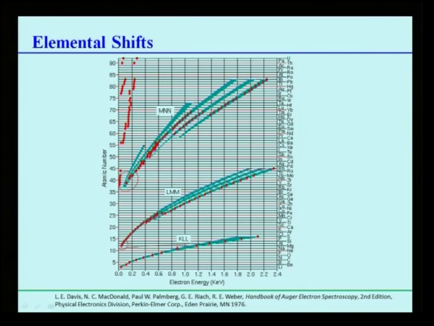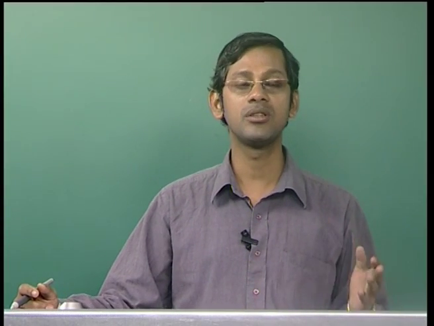Similarly, there is a small overlap between MNN and LMM transitions also, but MNN transitions actually occur mostly for elements with a very high atomic number, like more than 45 and less than about 83. So from this diagram one can understand that if I have alloys, suppose alloys between aluminium and niobium, obviously there will be a chemical shift of the peaks from both aluminium and niobium because of these different transitions.